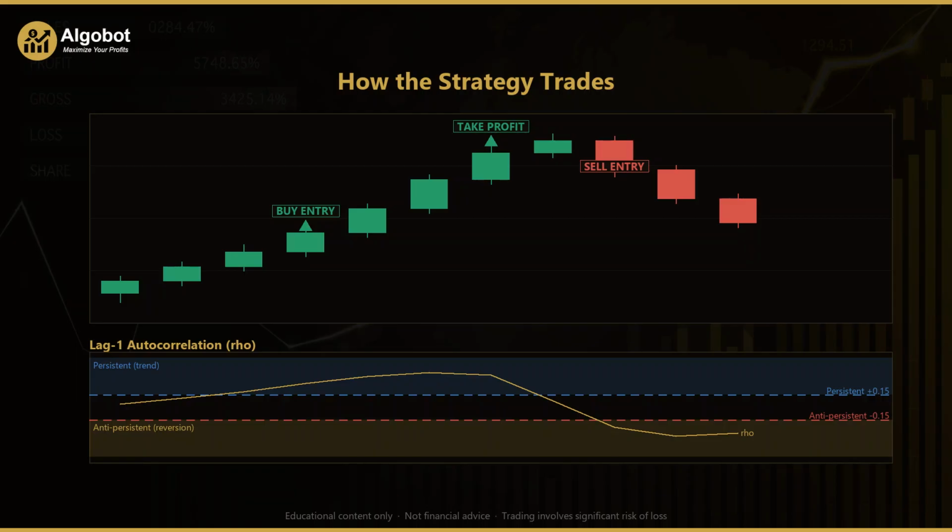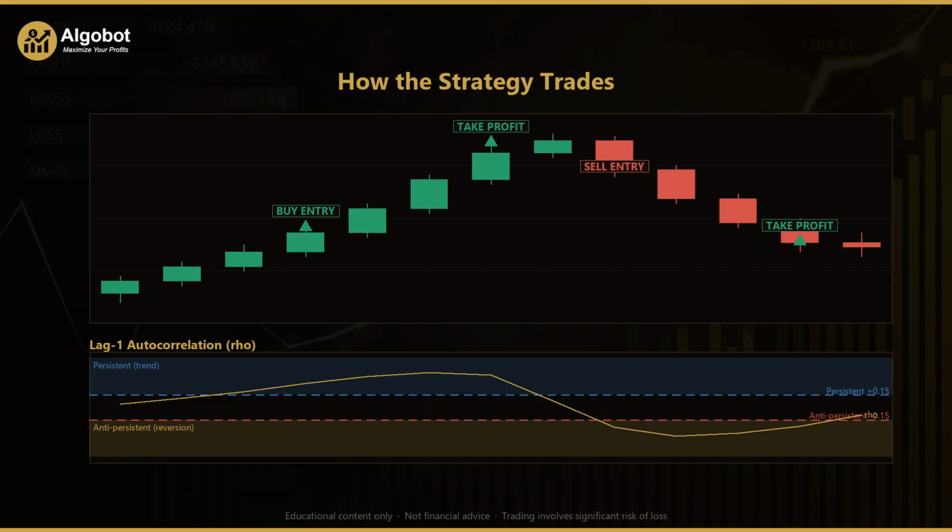A fresh upward pop appears, one more push higher that clears the ATR gate. But this time the regime reads as anti-persistent, so the logic is inverted. Rather than chase that pop, the strategy fades it. At the sell entry marker, the expert advisor opens a short position against the recent upward impulse, expecting the move to revert. Again, risk is defined immediately.